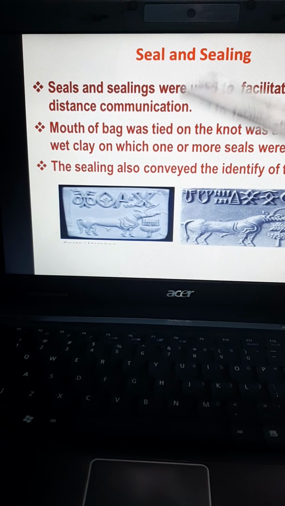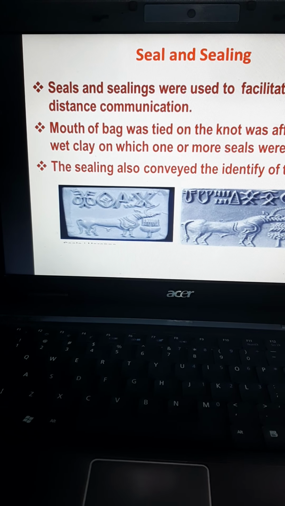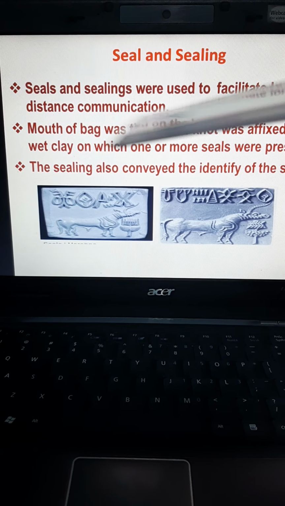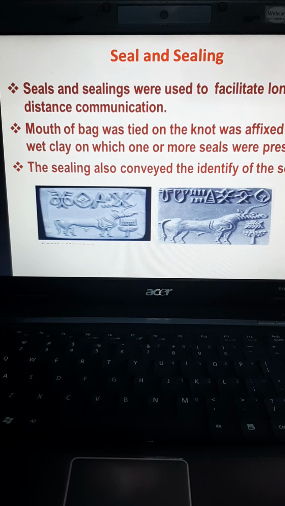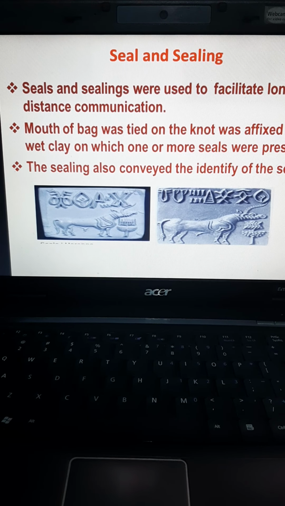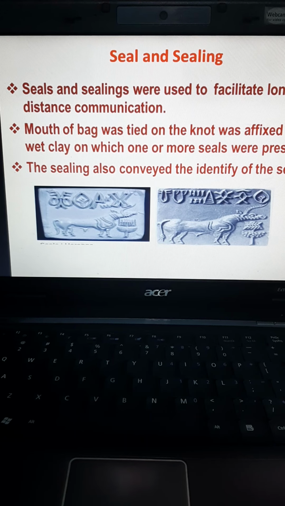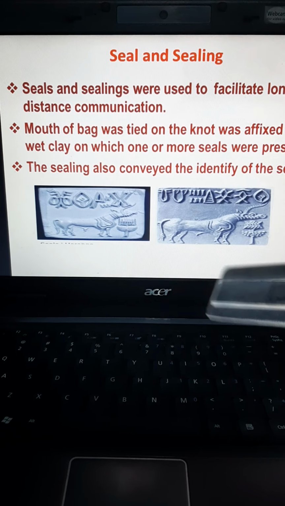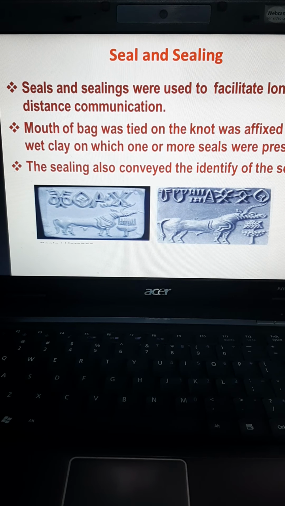So now let us start our topic, seal and sealing. What is the importance of seal and sealing? It helps us to facilitate long distance communication. Clear? Seal and sealing has an important feature, that is, it helps in communication; long distance communication facility used to be given. Now what is a seal and why is sealing required?